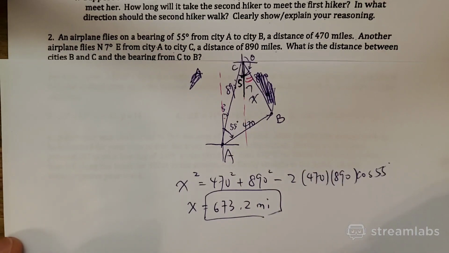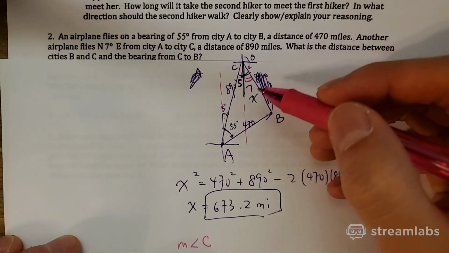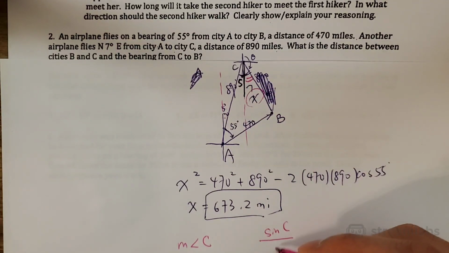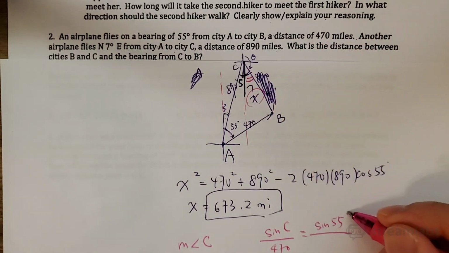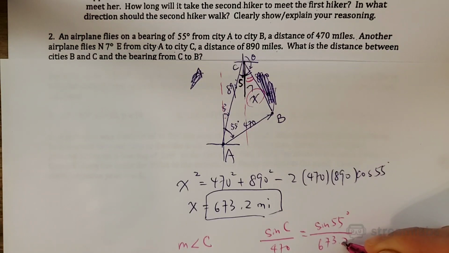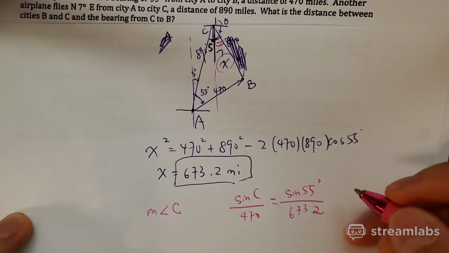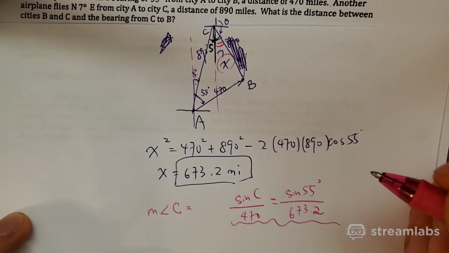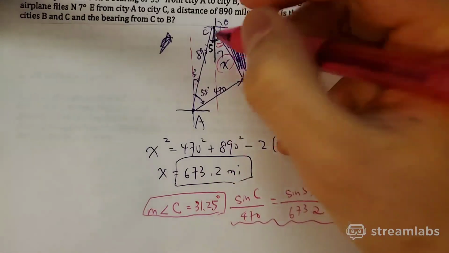So find that angle. So measure angle C. To do that, you basically need to use law of sine, which is sine this over that equals sine this over that. The x we just found. So sine C over 470 is equal to sine 55 over 673.2. Using that, you should be able to find that measure angle C turns out to be 31.25. Now, this angle is not the answer, however.